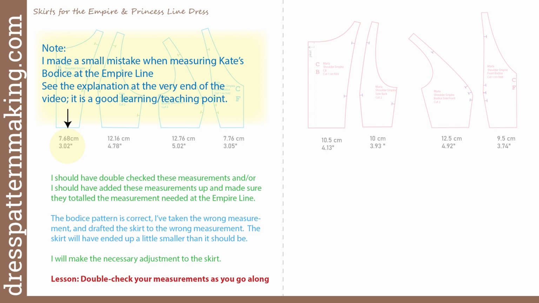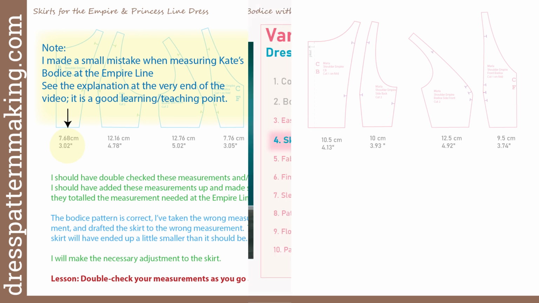But let this be a lesson to you. Check your measurements. I should have at least double-checked each measurement and or checked that all of these measurements at the empire line added up to the total measurements that I started with or that I wanted at the empire line. Now, I know my measurements, so I would be unlikely to make that mistake for myself, but I made that mistake for Kate. So double-check your measurements as you go along. Let that be a lesson for you.